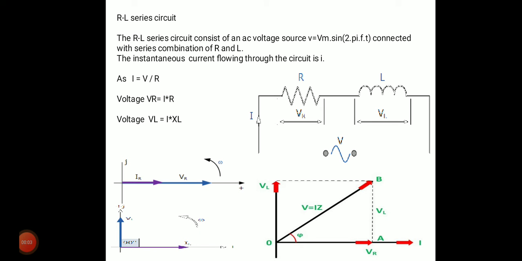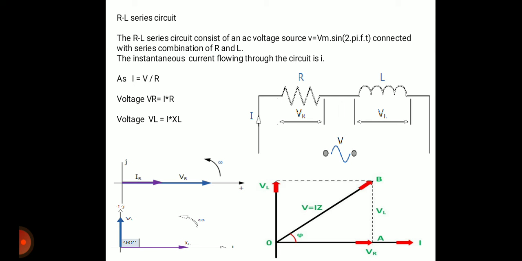Okay, in today's lecture we are going to see the RL series circuit. As you can see in the circuit diagram, there are two components connected in series, resistor R and inductor L, and the supply voltage is connected across it. The given supply voltage is V = Vm sin(2πft).